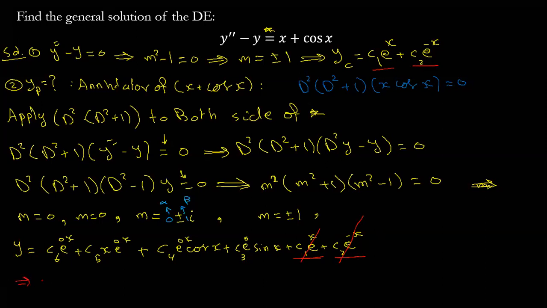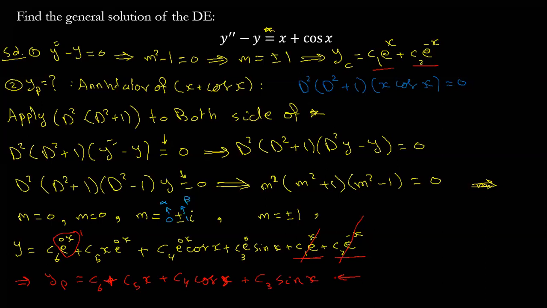So I can say now, my YP is C6 e to the 0x, which is 1, so I'm not going to write it, okay? Plus C5 x plus C4 cosine x plus C3 sine x. So this is the form of the particular solution, okay? Not yet the particular solution, because the particular has no constants, so I need to find the constants.